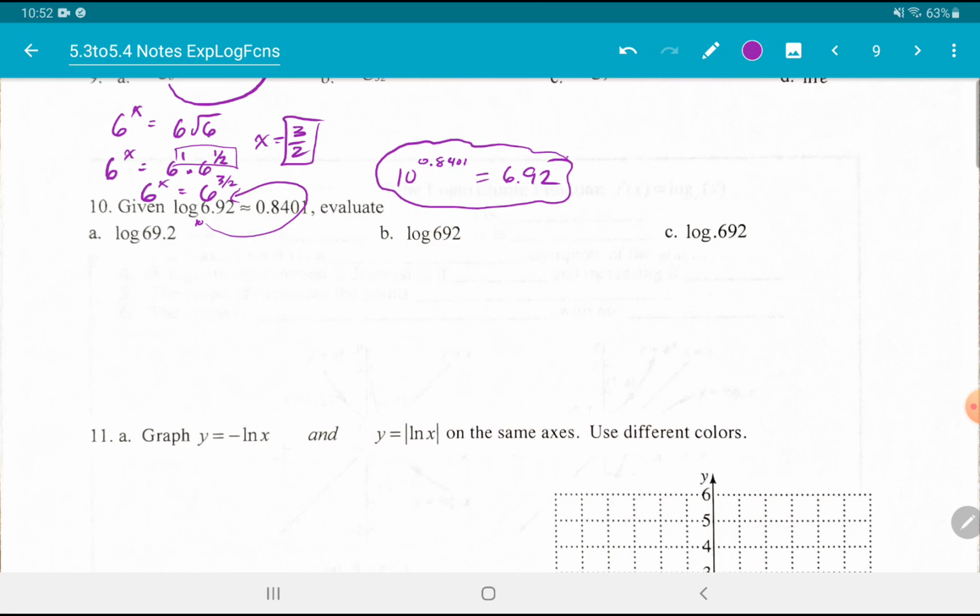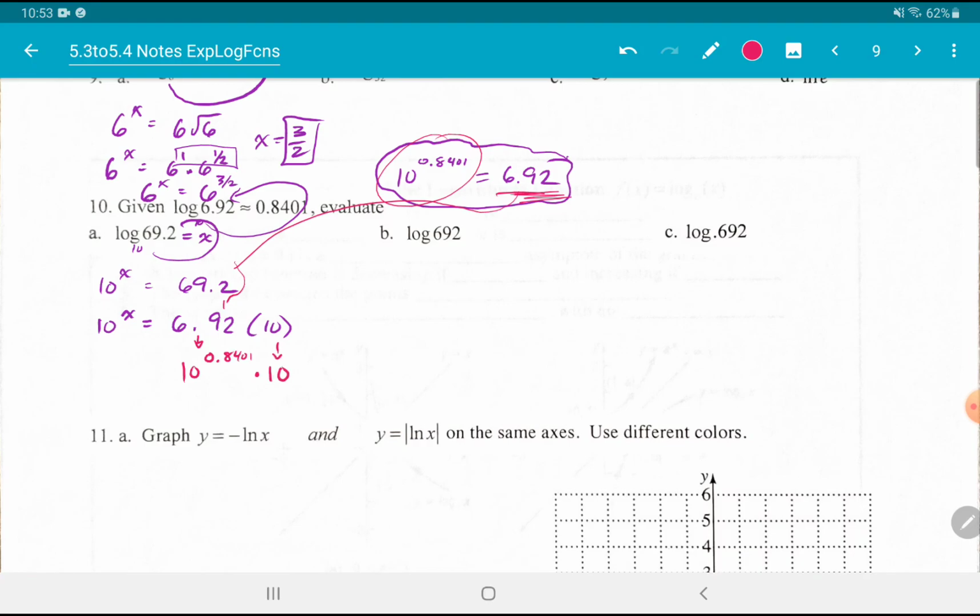Log of 69.2, if I make that equal to x, then what I'm saying here is 10 to the x is equal to 69.2. Now, since I'm working with base 10 here, I can think of 69.2 as the same thing as 6.92 times 10. The reason why I'm thinking of 6.92 is because I saw that 6.92 occurred earlier. I want to somehow turn that 6.92 into something else. And there it is. 6.92 is the same as 10 to the power of 0.8401. And then we're multiplying that by the 10 that we see there.